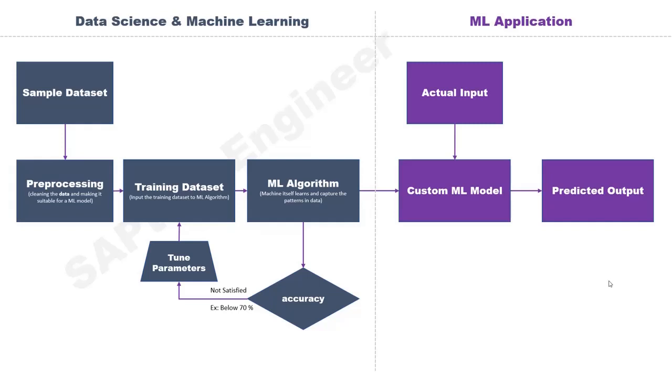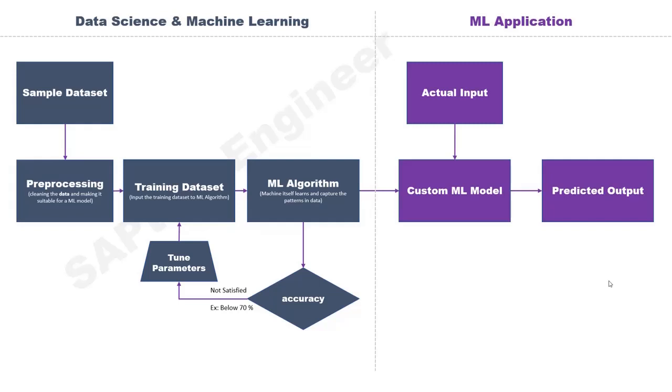After getting the sample dataset, the data scientist will do the pre-processing, cleaning the data and making it suitable for a machine learning model. After the pre-processing, the final training dataset will be ready for feeding into the machine learning algorithm. Here we have to decide which particular machine learning algorithm to use based on the data and the requirement.